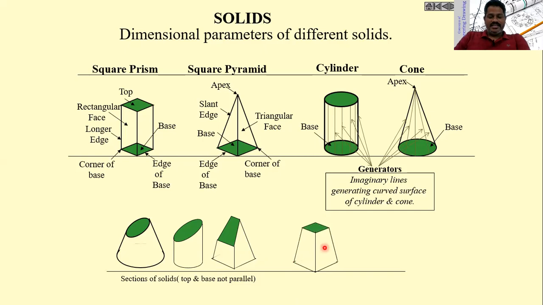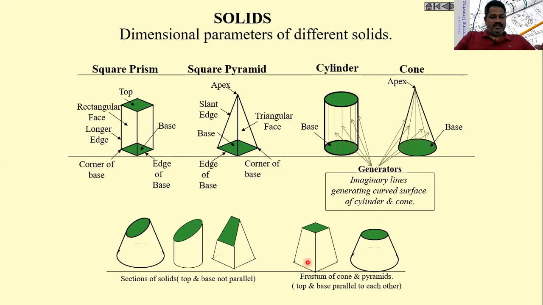Now let me move further. When we do the section in such a way that the surface that we get is parallel to the bottom face, it is called the frustum of the solids. As you can see, the frustum of the cone here, the frustum of the cone here, and the frustum of the pyramid here. In this case, the top and base are parallel to each other, as you can see. So when we do the section for these solids, the section plane is parallel to the base.